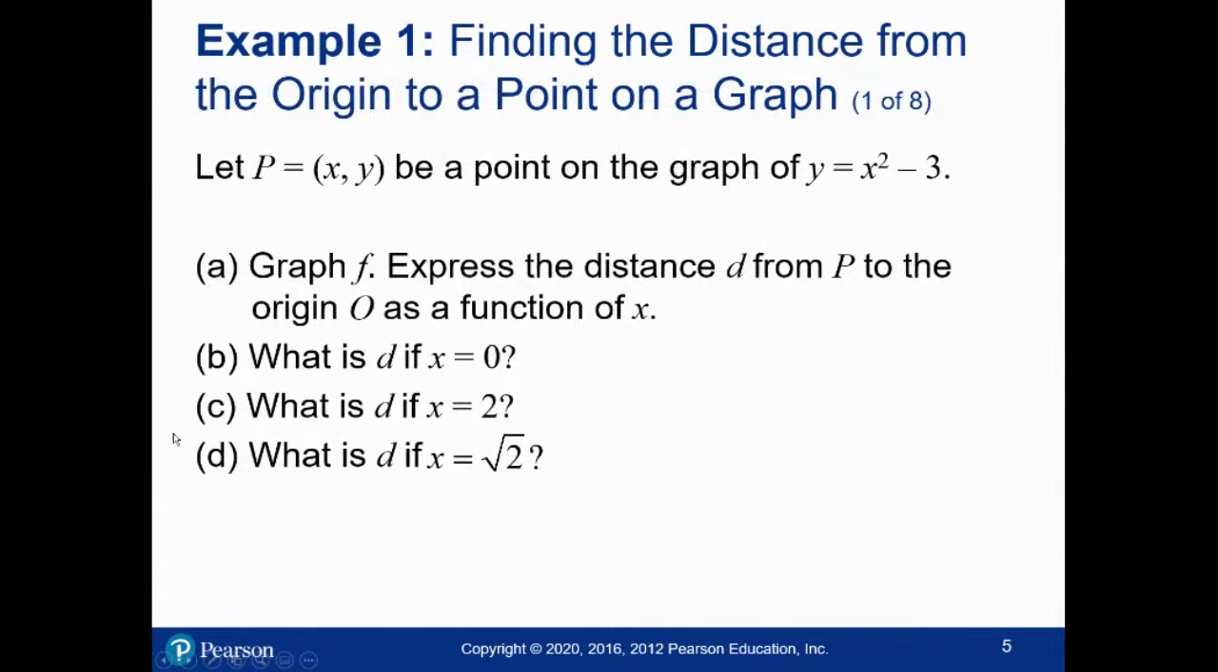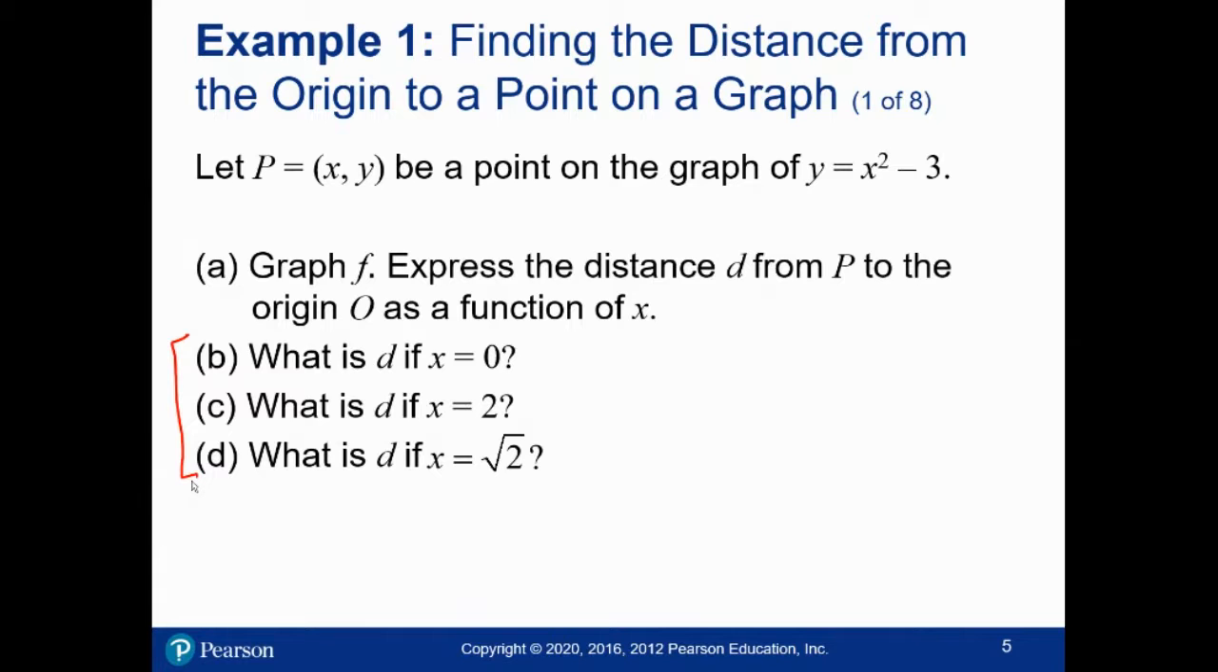So, for example, let P be a point on the graph of the curve y equals x squared minus 3. Graph the function, and then what I want to do is express the distance from the point (x, y) to the origin as a function of x. And then ask, what's the distance if x is 0? What's the distance if x is 2? What's the distance if x is root 2? So I suggest pausing and trying to figure this out. And I would actually say maybe start with these first.